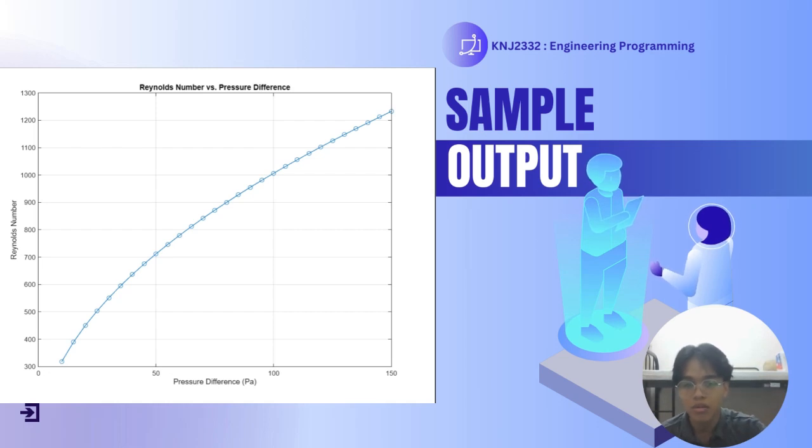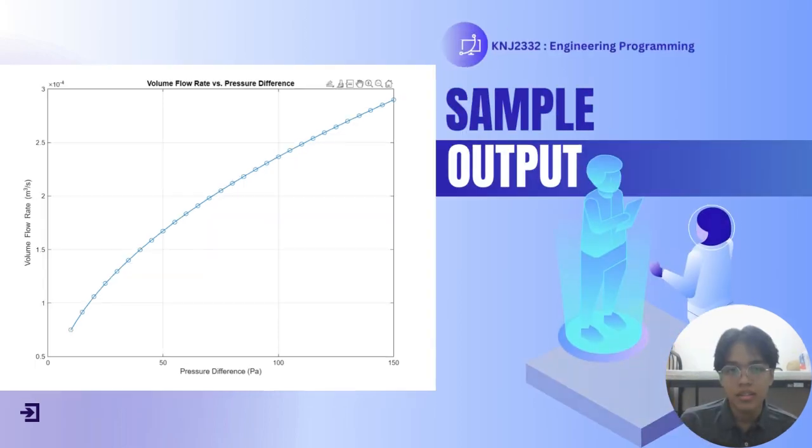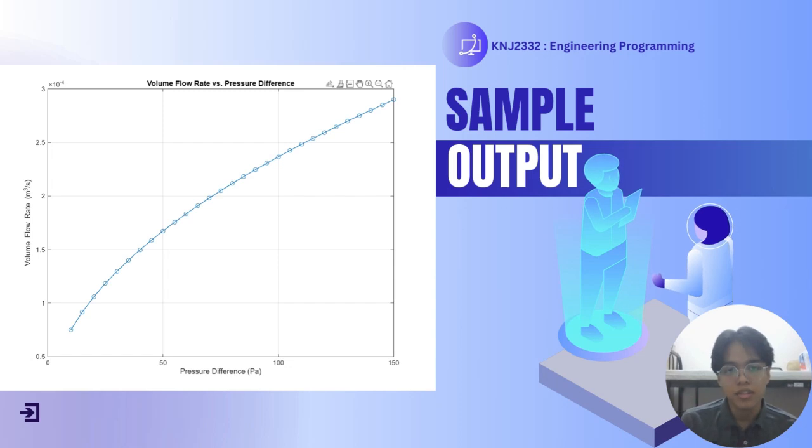Laminar flow, characterized by smooth, orderly fluid motion, occurs at lower Reynolds number. As the Reynolds number increases, the flow becomes turbulent, which is more chaotic and can lead to a higher energy loss. Understanding this transition is crucial for designing systems that minimize energy consumption and avoid issues like pipe erosion or inefficient flow distribution. This is the graph of volume flow rate versus pressure difference.